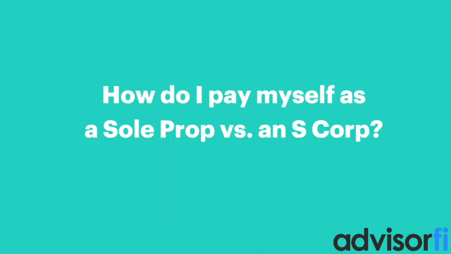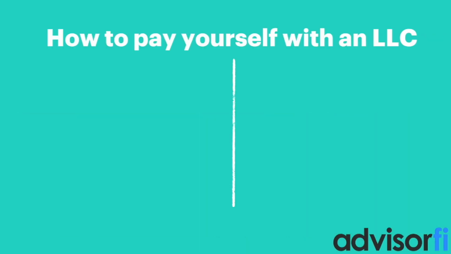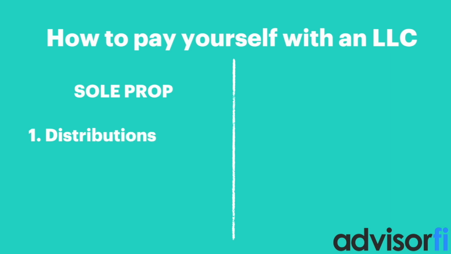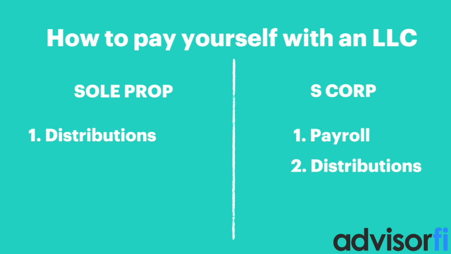When you're an LLC taxed as a sole proprietorship, you just take money out of your business and it's called a distribution. With LLCs taxed as an S-Corporation, you can also take distributions, but another way you can pay yourself as an LLC taxed as an S-Corporation is through payroll. LLC taxed as a sole proprietorship, only one way to pay yourself, distributions. LLC taxed as an S-Corporation, well, there's 2 ways. One payroll, the other distributions.